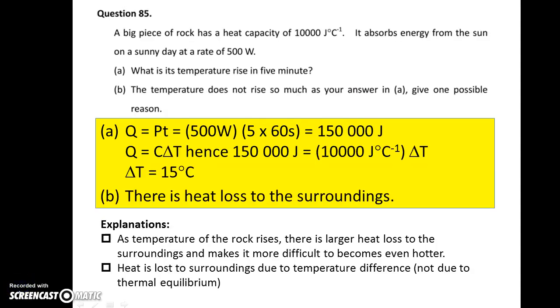Question 85. A big piece of rock is placed under the sun, and it is absorbing energy from the sun at the rate of 500 watts, that is 500 joules per second, so that in 5 minutes it will absorb altogether 150,000 joules of energy. The heat capacity of the rock is 10,000 joules per degree Celsius. You may then apply equation 6 and find the temperature rise of the rock. But the temperature rise of the rock usually is smaller because there is heat loss to the surroundings.